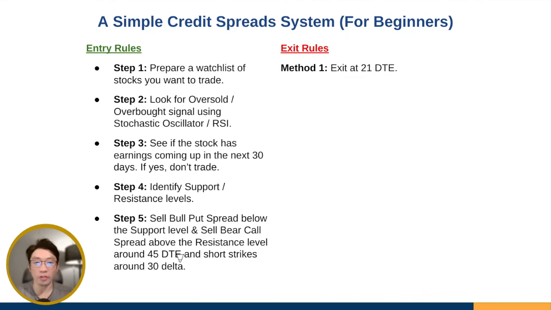There are a few methods that you can use. The very first method is simply exit at 21 DTE regardless if it's a profit or a loss. Yes, you heard that right. Regardless if it's a profit or a loss. Some people have asked me, but Davis, at 21 DTE, I'm in a profit. Why do I want to just cut it off now? Why don't I let the trade run?